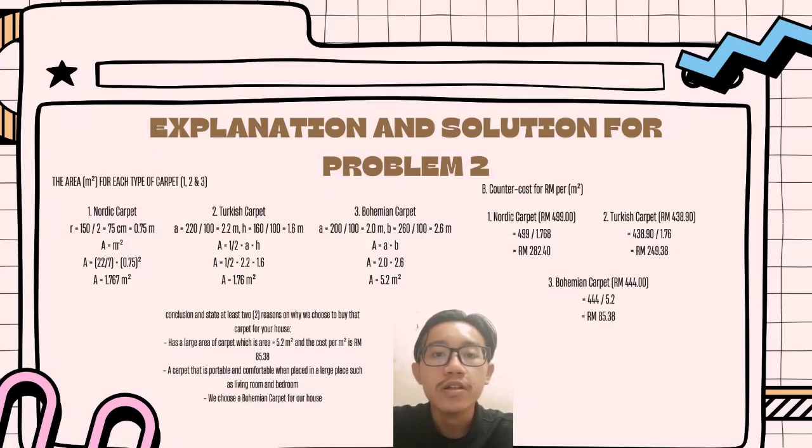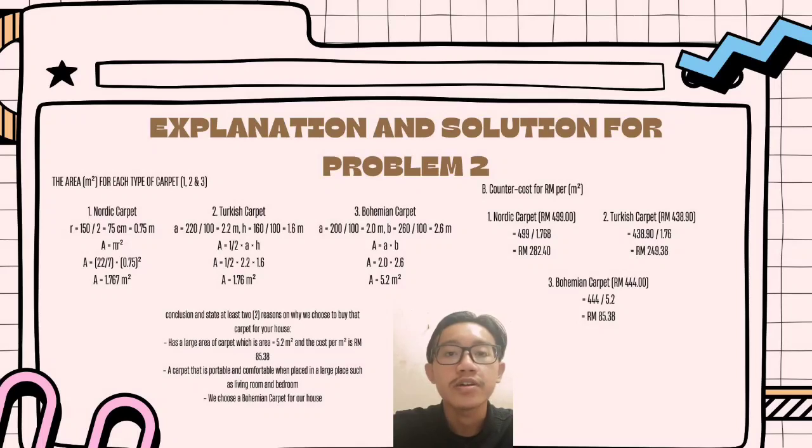We use the formula A equals half A h. So we substitute the value of A and h. The value of A is 2.2 and the value of h is 1.6. We calculate this area and the answer is 1.76 m square. The last carpet is the Bohemian carpet.